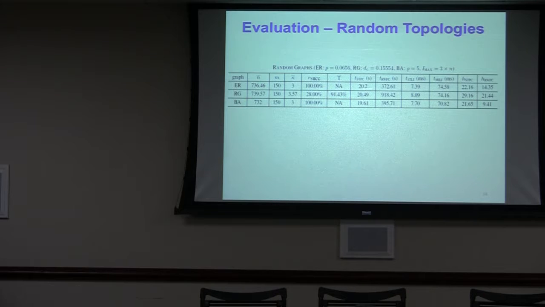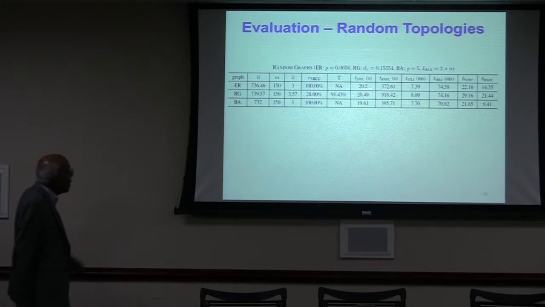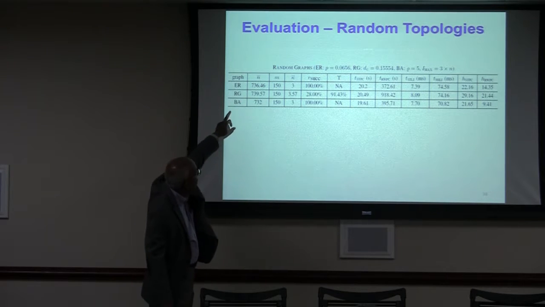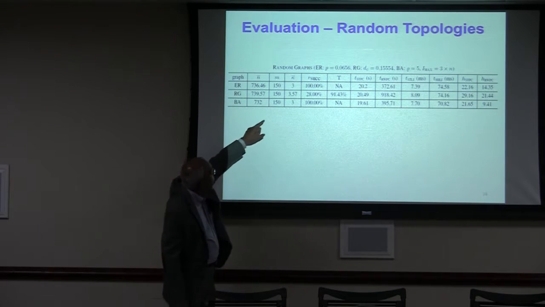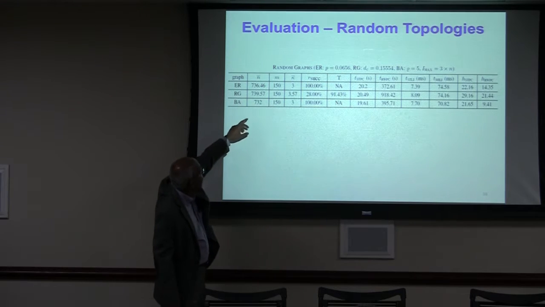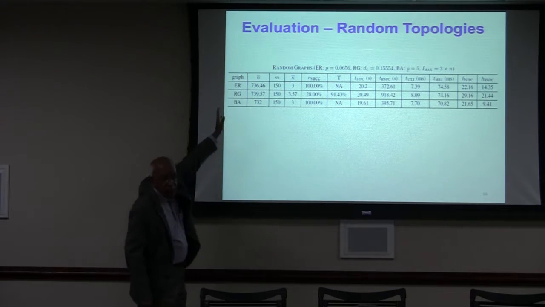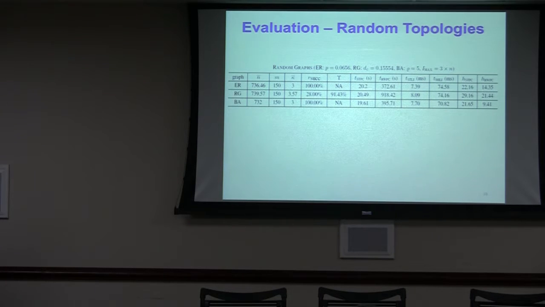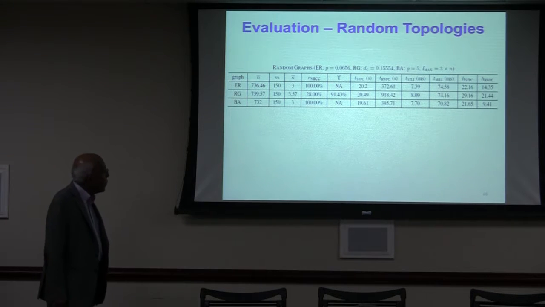We first looked at random graphs and then at some ISP topologies. Here we looked at Erdős–Rényi random graphs, random geometric graphs, and Barabási–Albert graphs with parameter m equal to 5. In every case we set the parameters so that we get roughly the same number of links, 700, or in this case 730 or so.